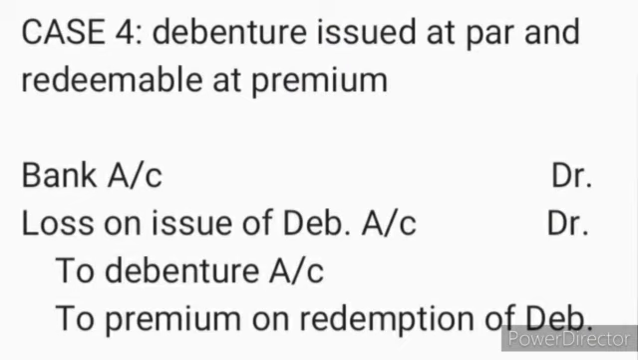Then loss on issue of debenture account debtor 5 rupees, and to debenture the face value 100 rupees, and to premium on redemption of debenture 5 rupees. Here the loss on issue of debenture, 5 rupees, must be shown in the asset side of the balance sheet under the head miscellaneous expenditure, and that amount must be written off during the lifetime of that debenture. And the premium on redemption of debenture should be shown in the liability side of the balance sheet, and that will disappear at the time of redemption of debenture.